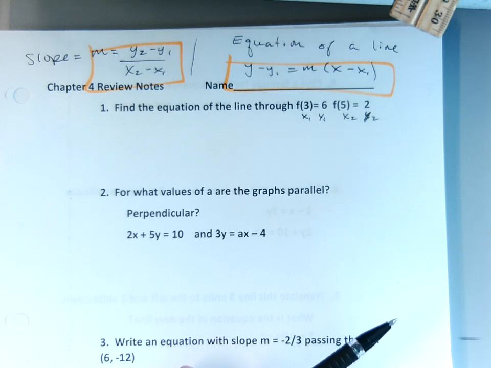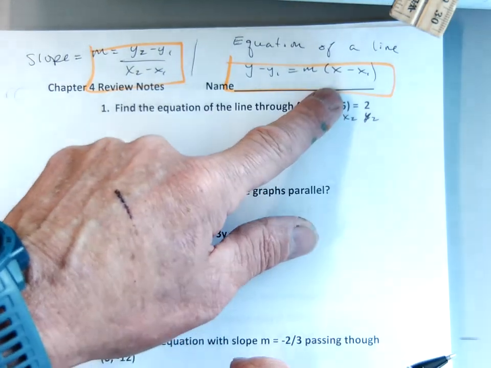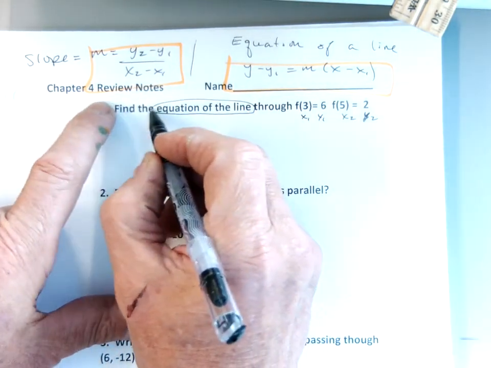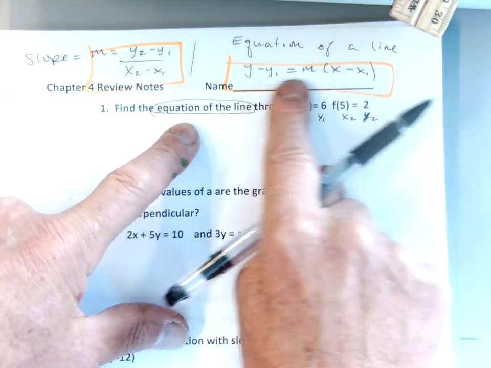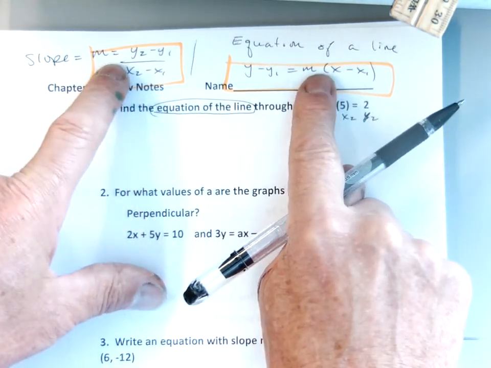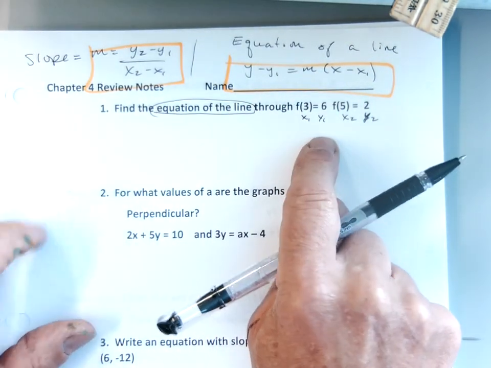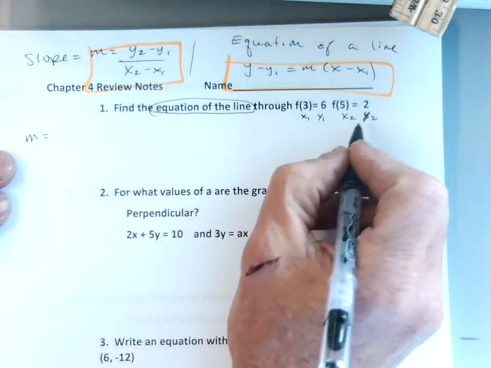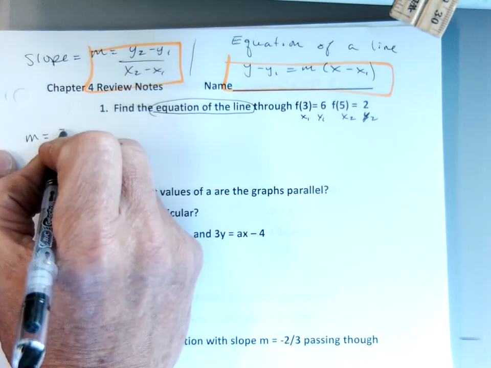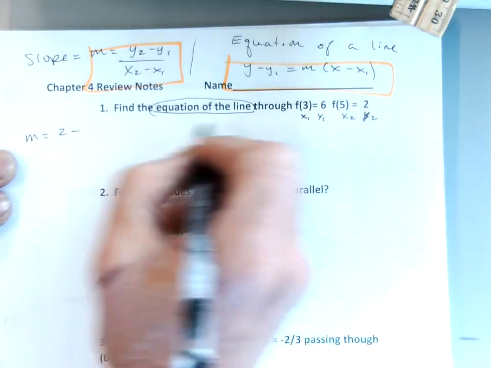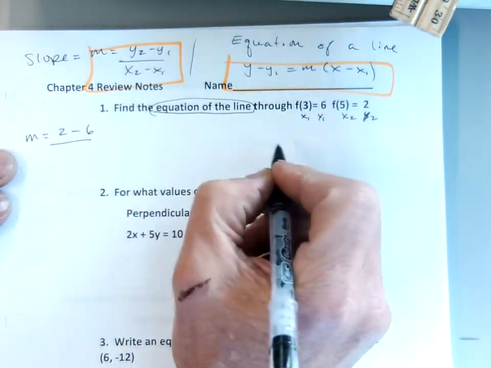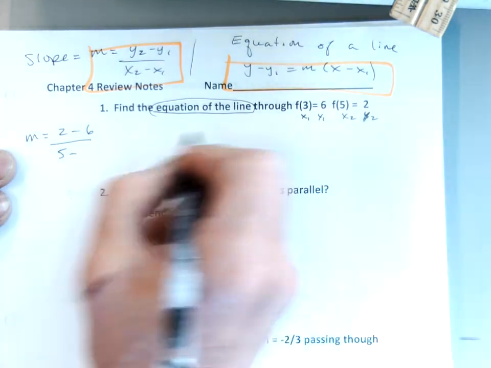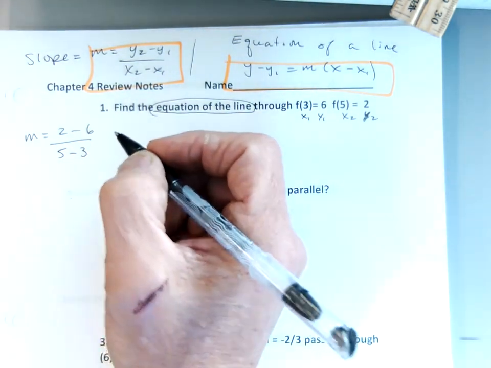So in number 1, our goal is really to use this formula. We want an equation. It says equation of a line, right? That's what we want. So we want to use this formula, but the problem is we don't know the slope yet. So we've got to find the slope first. So I'm going to find the slope by m is equal to, well, it'd be a 2 subtract 6 over a 5 subtract 3, okay? And I'm going to simplify that in a second.